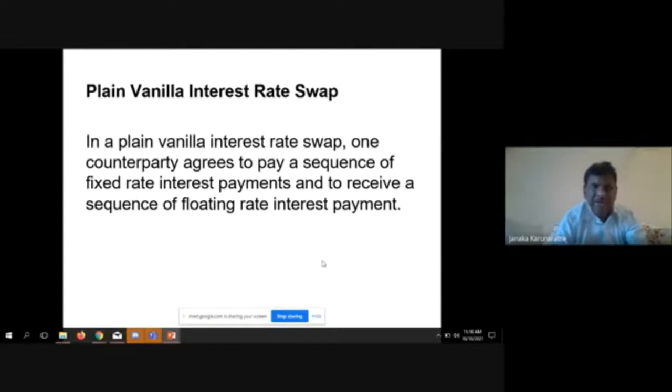Now, what is a plain vanilla interest rate swap? In a plain vanilla interest rate swap, one counterparty agrees to pay a sequence of fixed rate interest payments and to receive a sequence of floating rate interest payments.